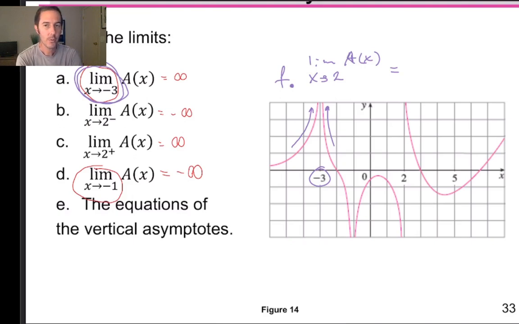As our x value approaches 2 from the left, our curve dives down, pointing toward negative infinity. As our curve approaches 2 from the right, the curve swoops up toward positive infinity. And positive infinity definitely does not equal negative infinity. And since the limit from the left does not equal the limit from the right, we would say that this limit does not exist. Keep an eye out for those. They're going to happen.